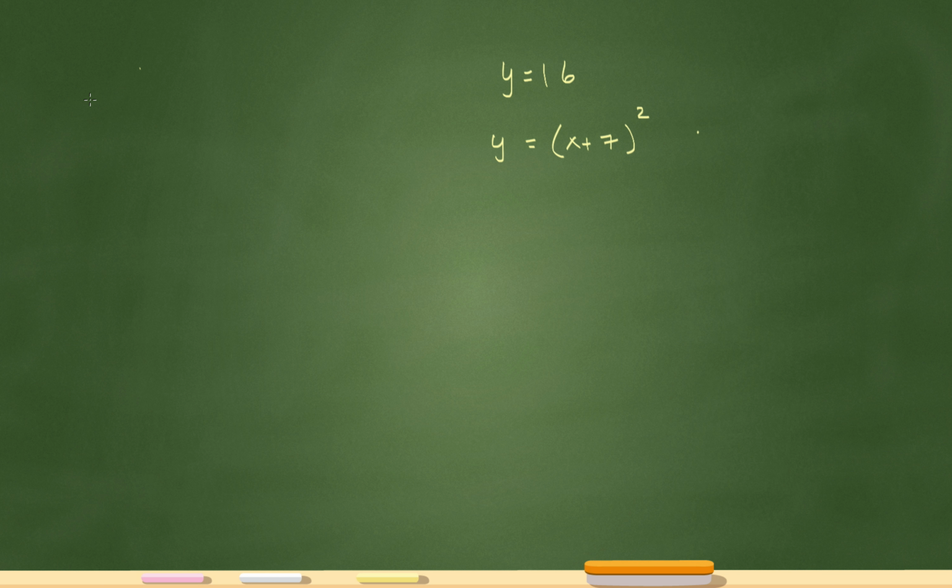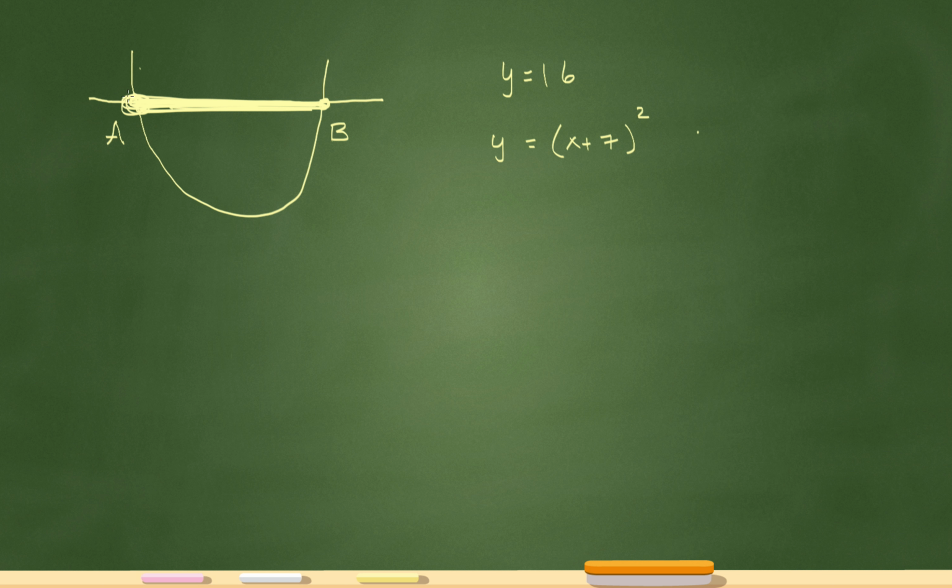So y equals 16 is just a horizontal line, something like this. Obviously, it's not horizontal. I'm terrible at drawing a straight line, but you get the point. And the parabola will be something like this. Wherever these lines intersect, that'll be your point A, that'll be your point B. And the question asks me what is the length of segment AB.